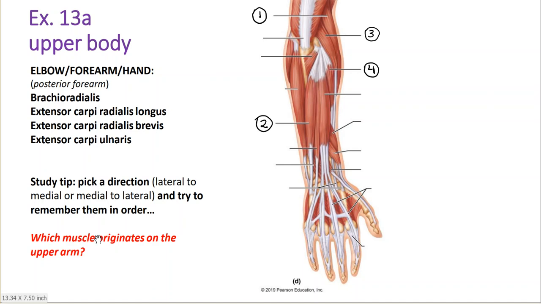And then which muscle originates on the upper arm? Think about names. And so extensor carpi radialis, the radius is a forearm bone. The ulna is a forearm bone. Carpal bones are hand bones, wrist bones. Radius, okay, that's a forearm bone. Brachio, what does brachio mean? So kind of those are just there to help you study.